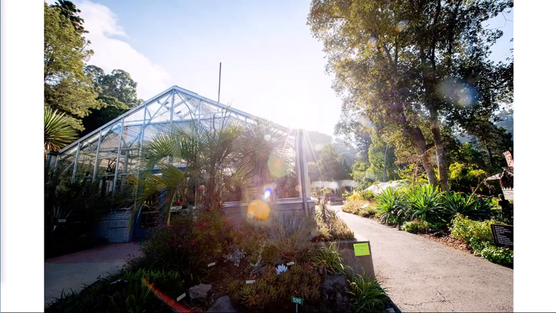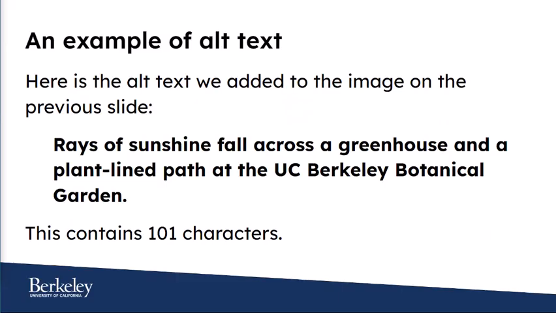This slide contains an image taken at the UC Berkeley Botanical Garden. It shows a greenhouse on a bright sunny day surrounded by tall trees, a variety of plants, and a walking path. Here is the alt text that we added to the image on the previous slide. Rays of sunshine fall across a greenhouse and a plant-lined path at the UC Berkeley Botanical Garden. This contains 101 characters.